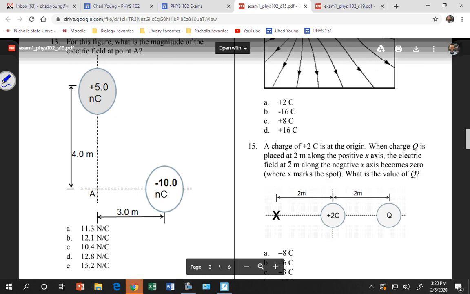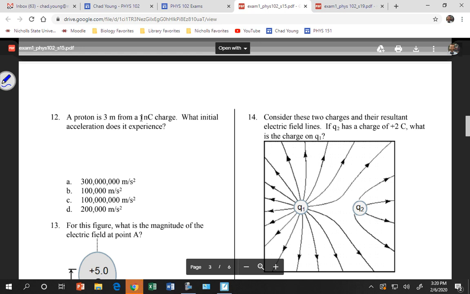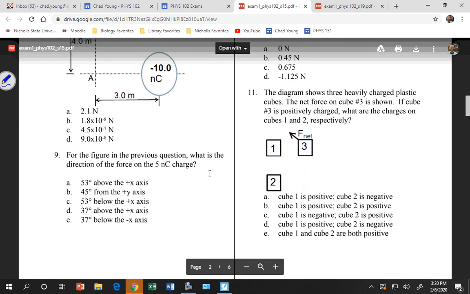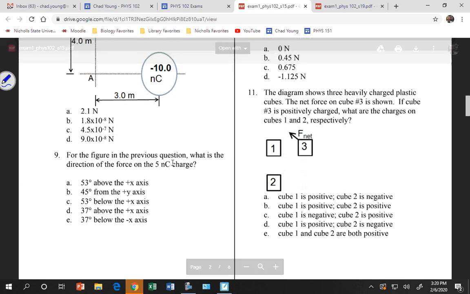Okay, anything else on this one? Like this one, for example. That's where you find the acceleration. It's number 12. Number 11 is a good conceptual question.